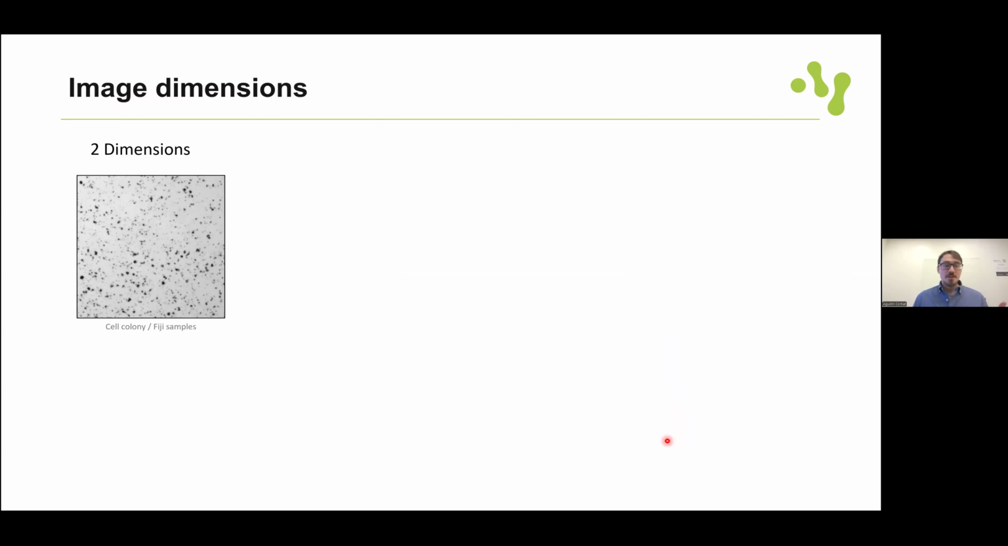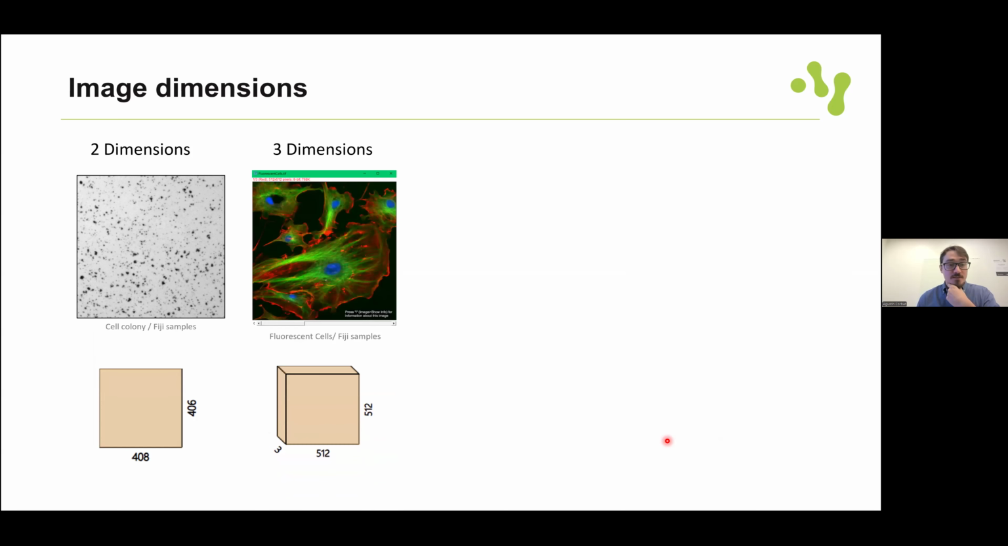So I briefly mentioned something about our image dimensions. Usually we see them as two-dimensional. Here we have one image that has 408 pixels by 406, but we can easily go into 3 dimensions if we consider the different channels. And this third dimension could have as many channels as needed. In this case, it's 3, but it could have gone to 20, 50, or whatever.